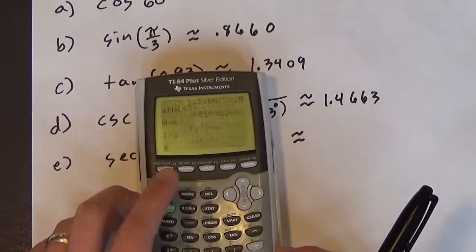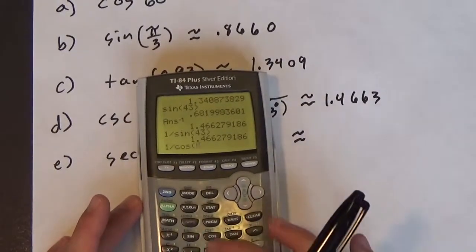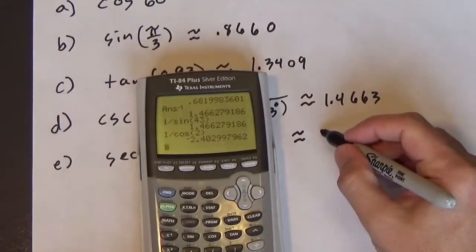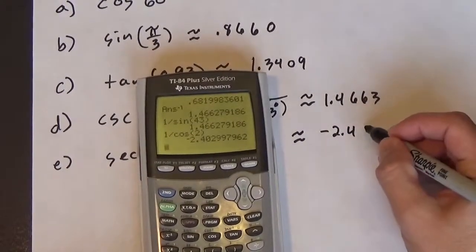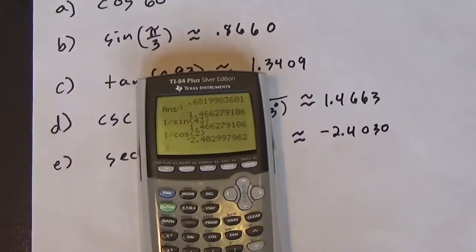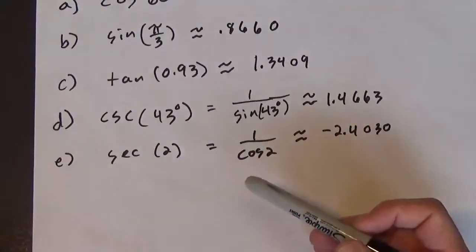All right, and quit out of that. And we take 1 divided by the cosine of 2. And that's going to be a negative 2.4030. Good. All right, so it's not super challenging to use this.